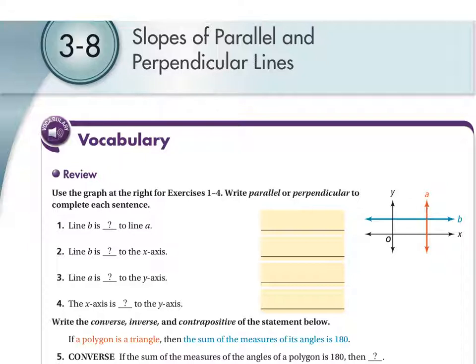Line B is perpendicular, so we'll use the perpendicular symbol, to line A. Line B is parallel to the x-axis. Line A is parallel to the y-axis. And the x-axis is perpendicular to the y-axis.